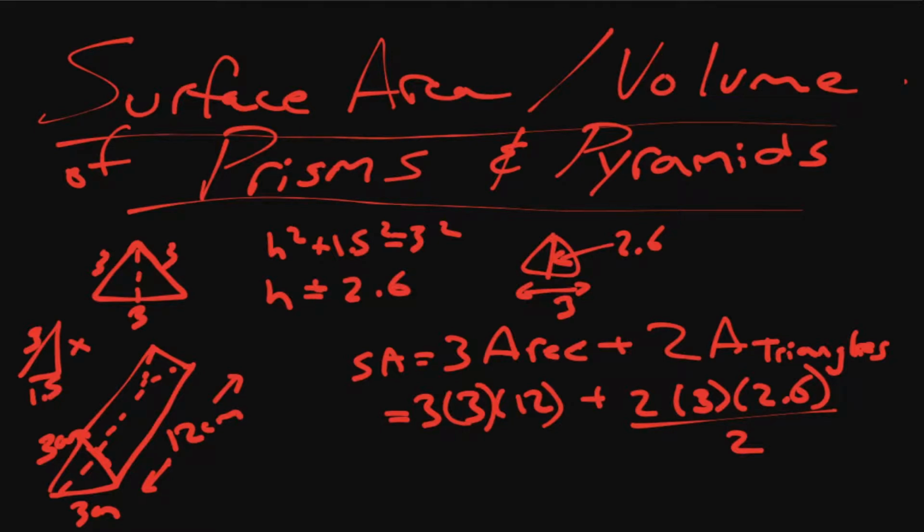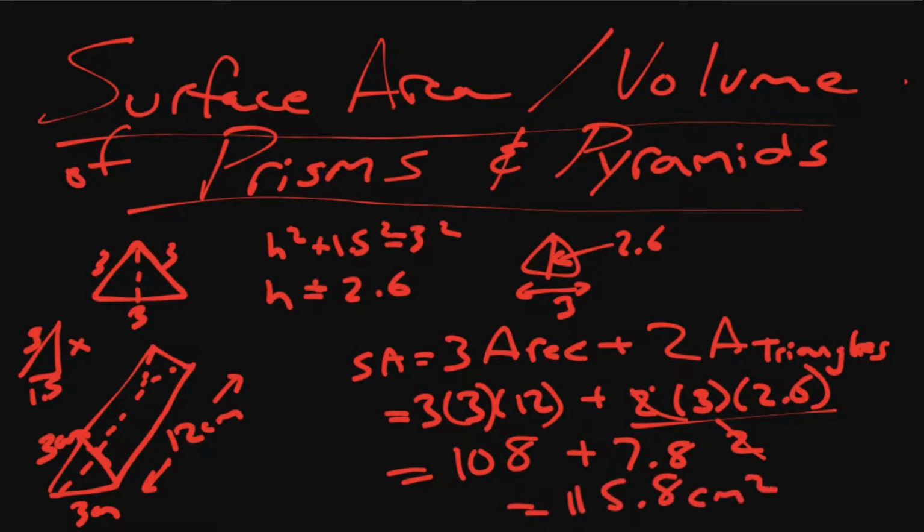And now we could just start working our way into this. 3 times 3 is 9. 9 times 12 is 108. And then we have 2 over 2 is 1. So it's just 3 times 2.6, which is 7.8. And that gives us about 115.8 centimeters squared.